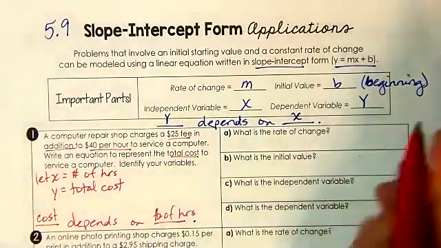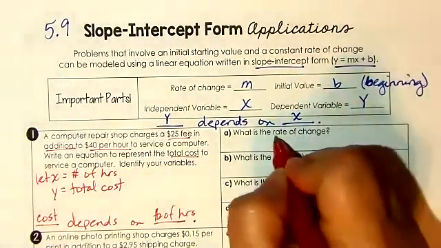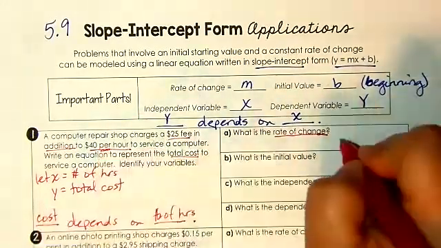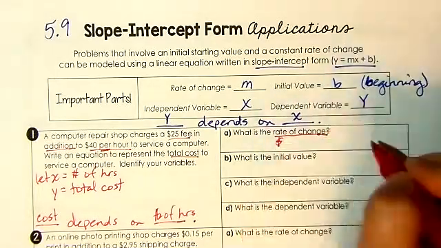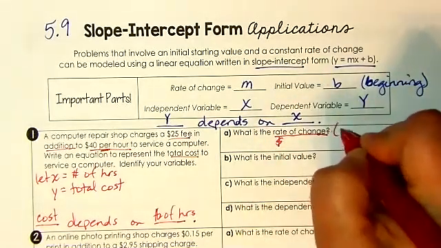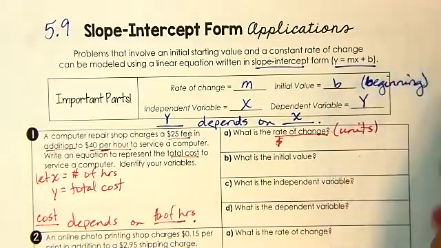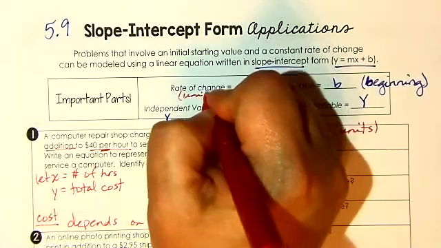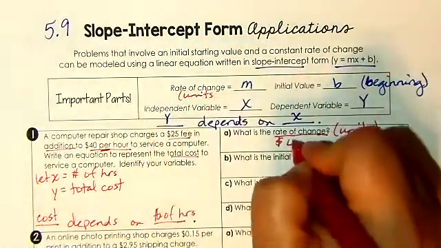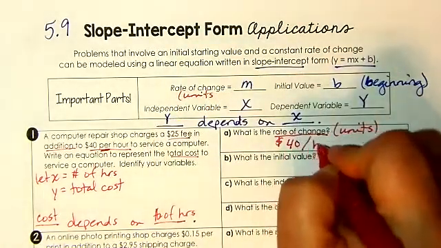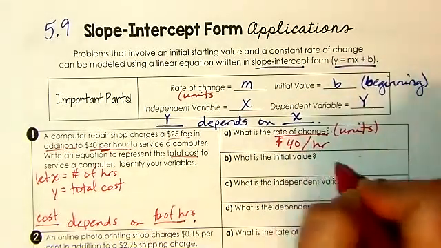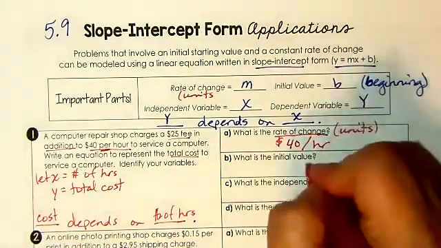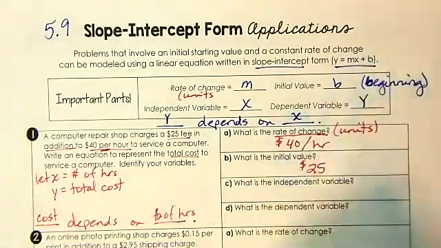So now I think about, okay, what is the rate of change? Rate of change, that's usually a keyword of that, per hour. So my rate of change is, and remember, you've got to talk about words with this. You have to have units when you write what the rate of change is. So we have $40 per hour. What is the initial value? That means what we start with. No matter how many hours they work, they're still going to charge you that $25.